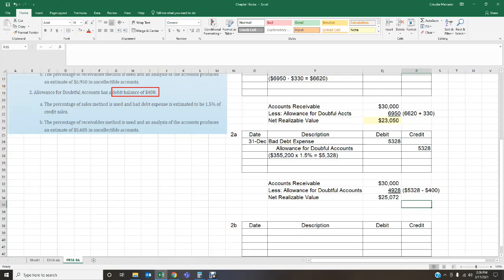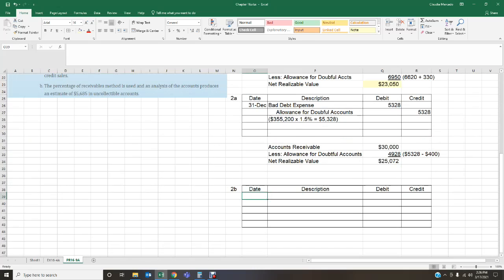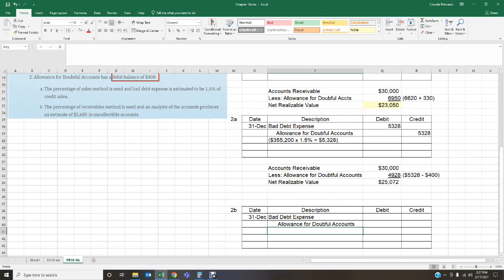Now in this particular scenario, because we do have that debit balance, this is happening on December the 31st as well. Once again, I'm going to have my bad debt expense and my allowance for doubtful accounts. Now we need to figure out the amount. It says here that the percentage of receivables method is used, and it produces an estimate of 5,685. So I know that I need to come up with 5,685 in my account. But I know that I'm short $400.